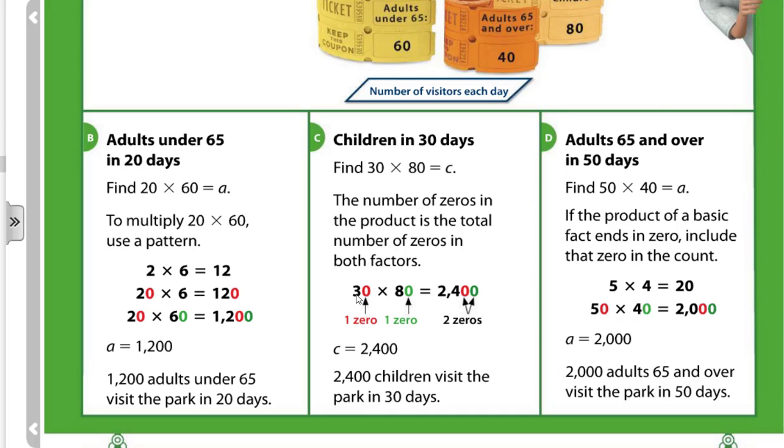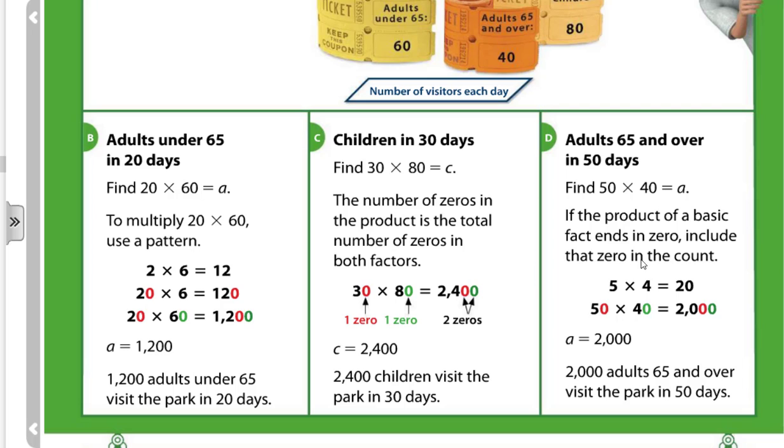And when we multiply 3 by 8, it's 24. So 24 and extra 2 zeros. We have 1 red 0 and 1 green 0, so for the product, for the answer, we will use 2 zeros. So it's 24 and add 2 extra zeros. So 30 multiplied by 80 equals C, we need to find C. So C is 2,400.